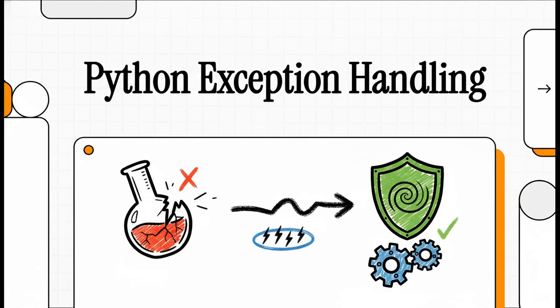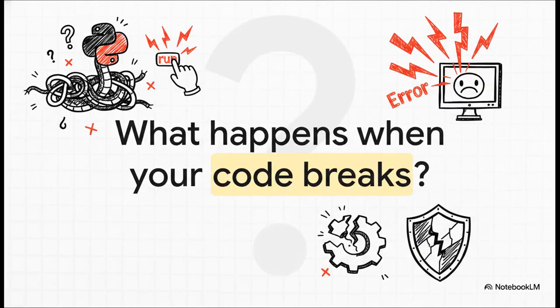All right, let's dive into something that every single programmer deals with, errors. We're going to talk about how to take our Python code from being super fragile, the kind that shatters at the first sign of trouble, into something that's totally robust and can handle the unexpected with grace and control. I mean, we've all been there, right?